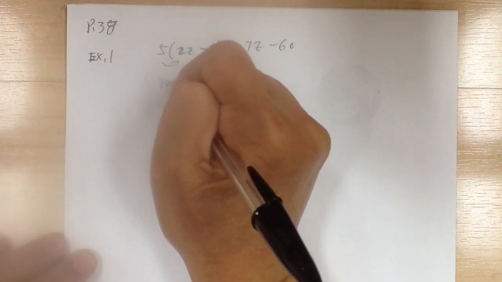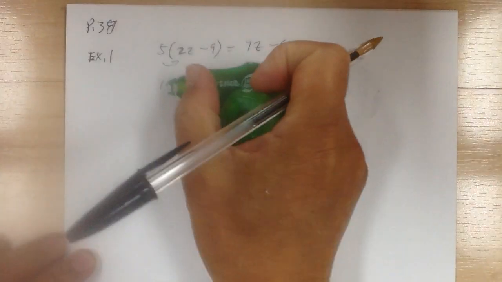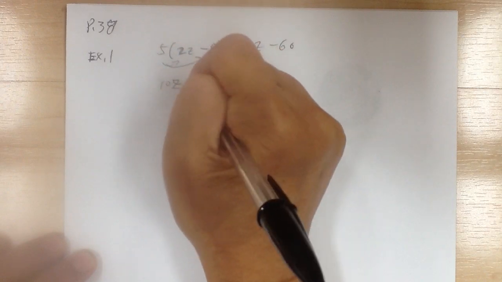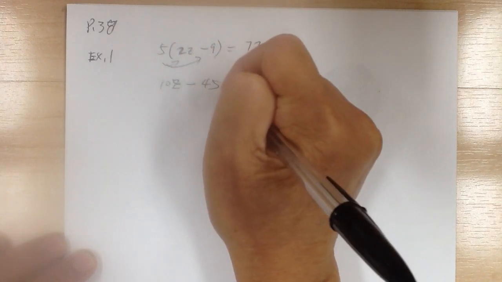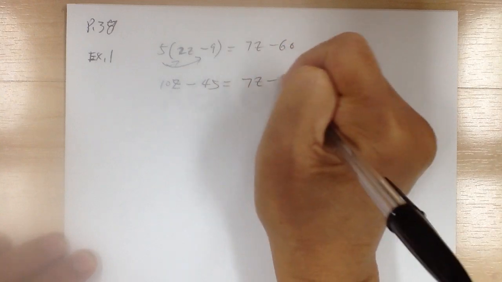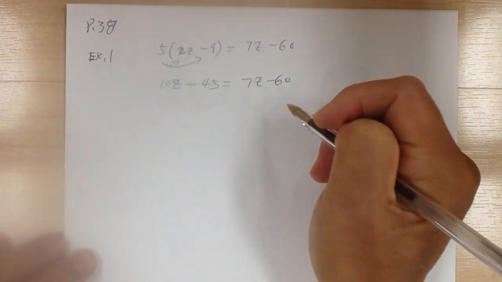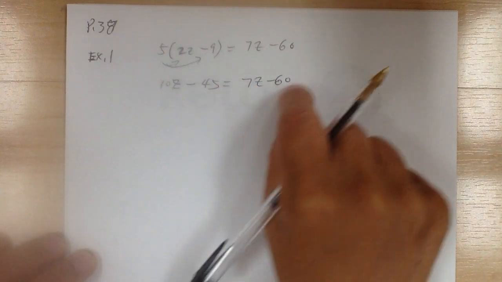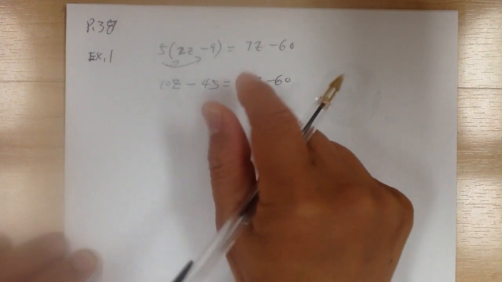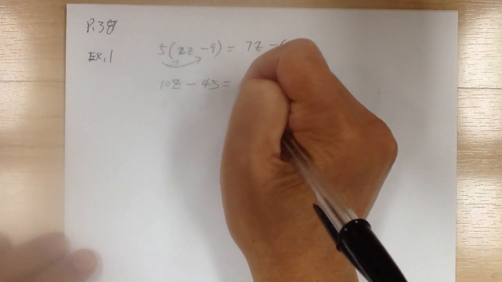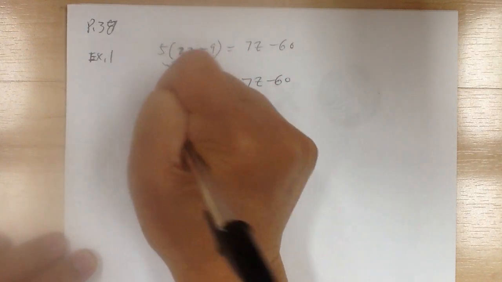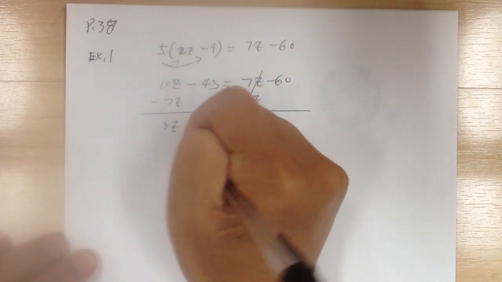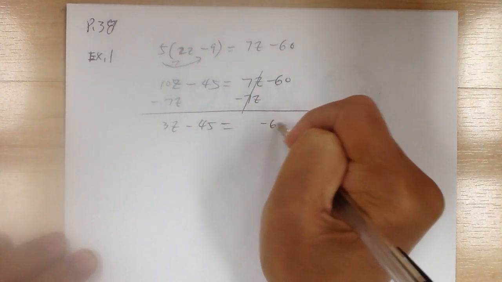So you get 10z, and then you multiply, giving you minus 45, equal to 7z minus 60. Try to line things up and go downward. Now you have z over here and z over here, so you want to get all the z on one side and all the numbers on the other side. To undo something, you have to do the opposite. This is positive 7z, so you minus 7z on both sides. These cancel out, so you get 3z minus 45 equal to negative 60.